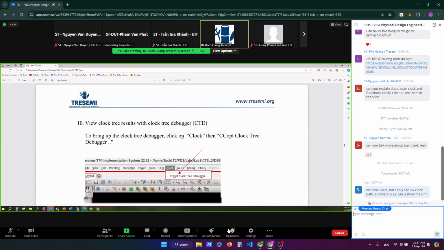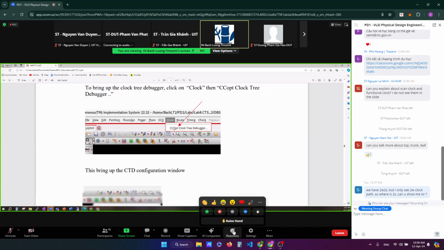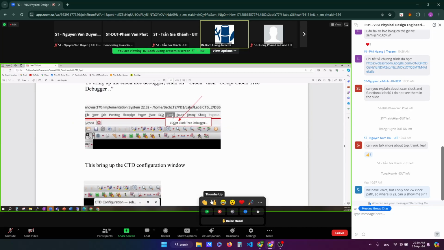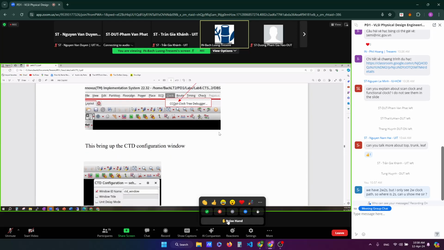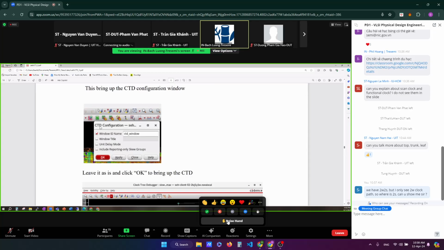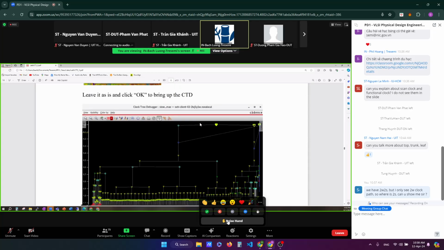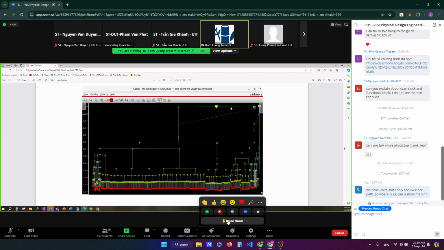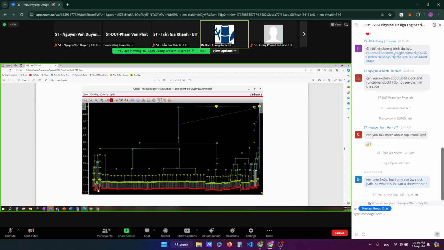Okay, so for the clock tree debugger, under the clock window, this is the CCopt clock tree debugger. You click on it and it brings up this configuration window. Just hit OK, leave it default. What it does is bring up the clock tree debugger. It will show you all the clock trees. This is the source, and these are all the buffers along the way, the different branches, and these are the leaves. So this is the graphical picture of your clock trees in your design.